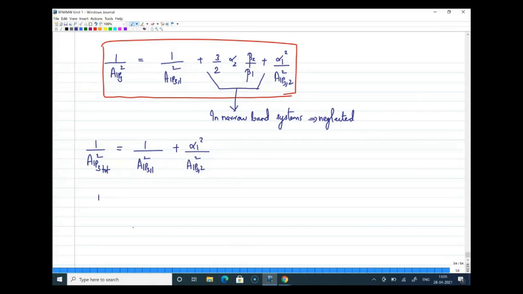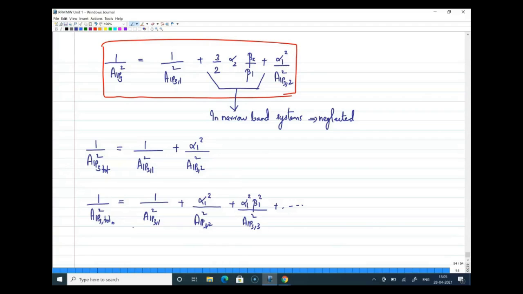And this can be further extended. If you want to write it for n number of systems, AIP3 square can be written as 1 by AIP3 1 square plus alpha 1 square by AIP3 2 square plus alpha 1 square into beta 1 square divided by AIP3 of 3 square plus etc. This is what we can have as a general formula for finding the AIP3 of cascaded nonlinear stages.